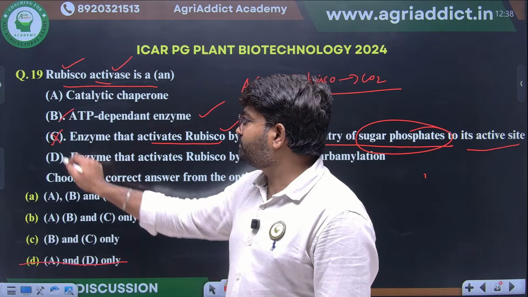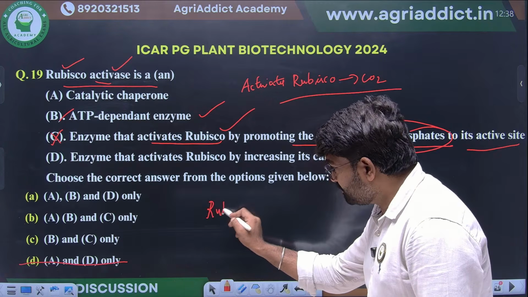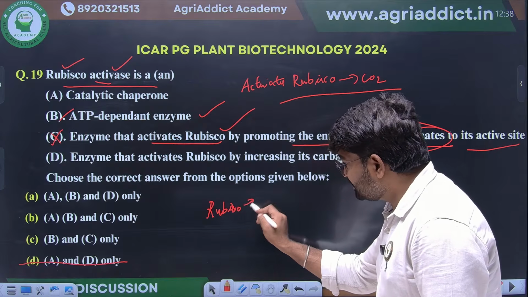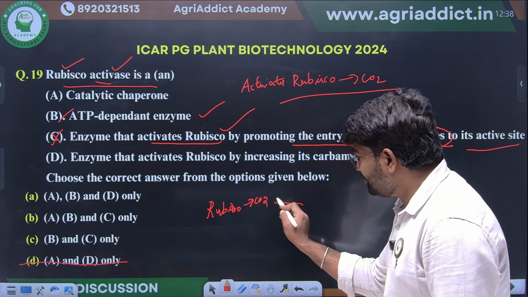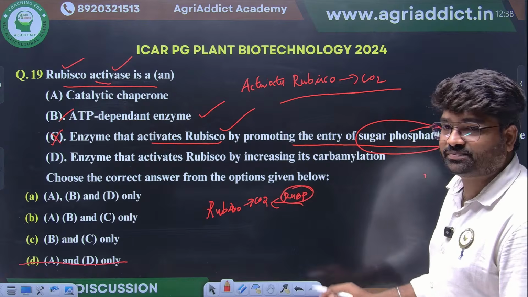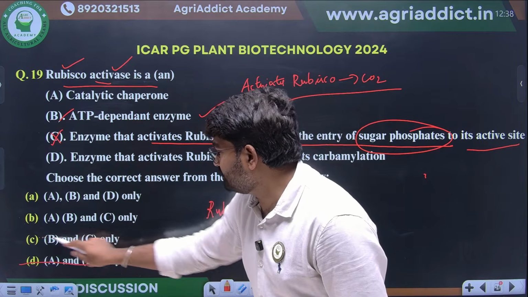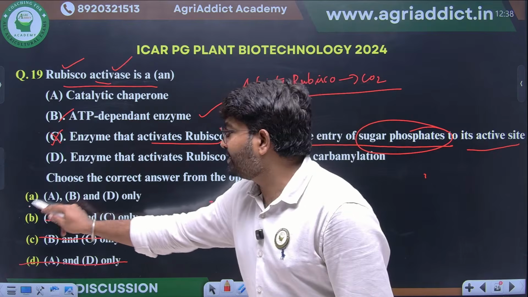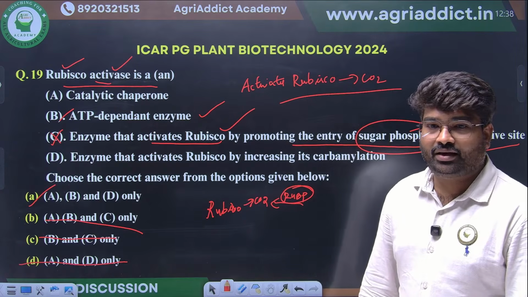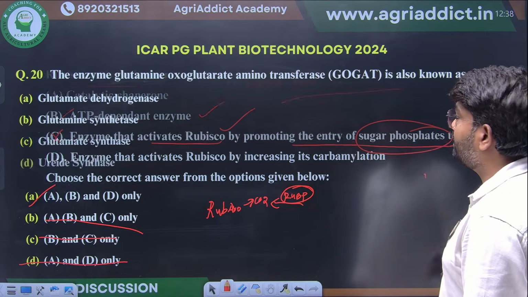Why? Because the Rubisco enzyme will be there, first carboxylation will happen. After that only RuBP, the substrate sugar phosphate, will come and bind there. So option C will not come. So the right option is A, B and D. Yes, correct. Option A is the right option.